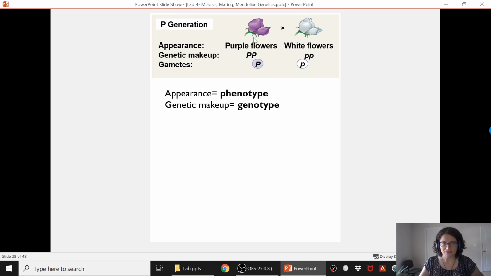Here's the P generation. Appearance is purple flowers. That's called the phenotype. Genetic makeup, 2 copies of the big P. We use big capital letters for dominant, and lowercase letters for recessive. The genetic makeup is their genotype, okay? Big P, little p, little p.